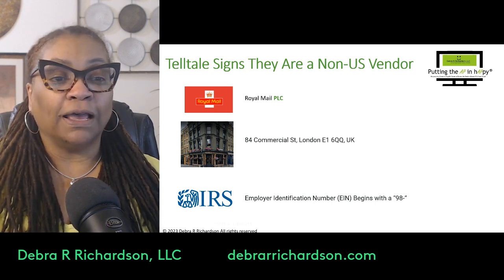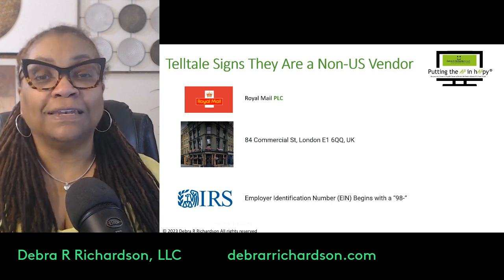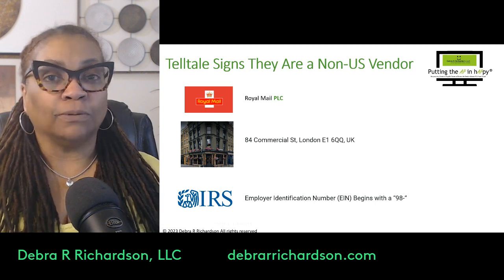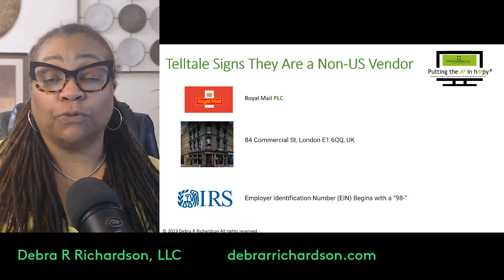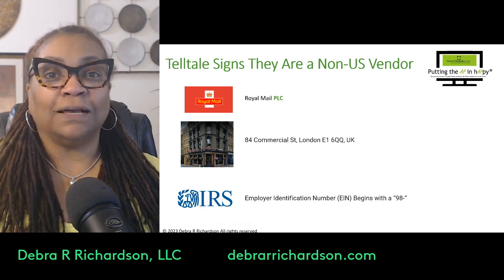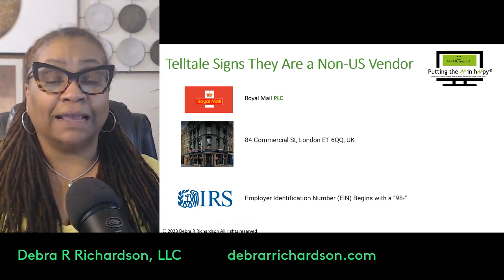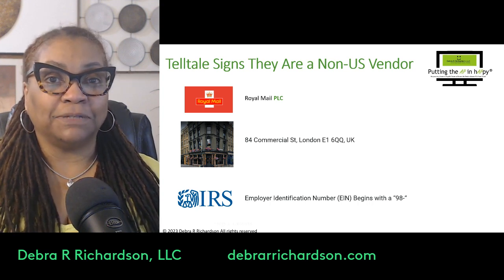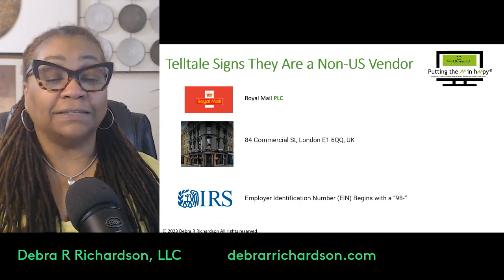The third one is the employer identification number, or EIN, begins with a 98, and that's because the online form to request an EIN, it's the IRS's SS4 form, used to assign non-US vendors an EIN that started with 98. They don't do that anymore, but those vendors that obtained their EIN prior to the IRS stopping that practice still has the 98.